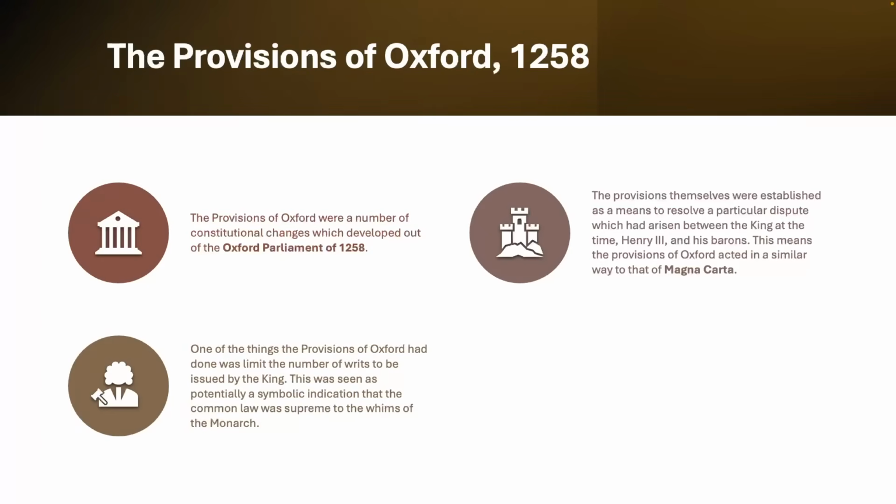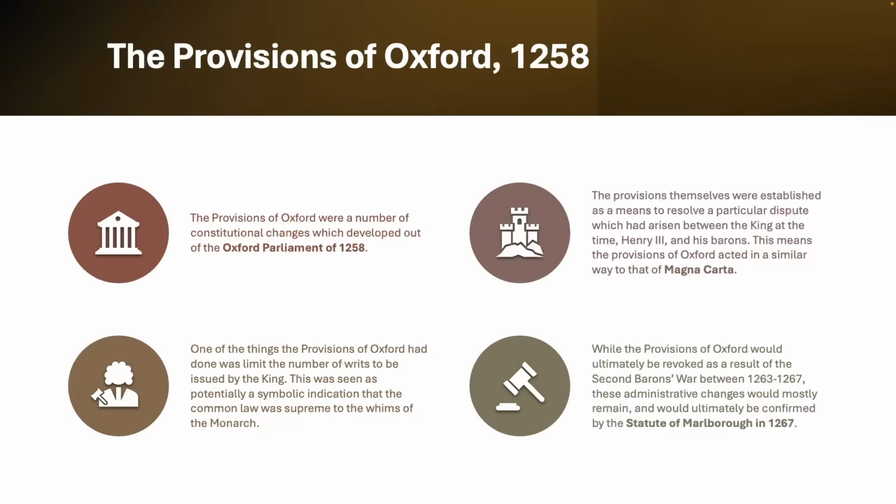This means that the Provisions of Oxford acted in a similar way to Magna Carta from 1215. One of the things the provisions did was limit the number of writs that could be issued by the king. This could be seen from a historical perspective as a symbolic indication that the common law, which was not so limited, was potentially supreme to the whims of the monarch.